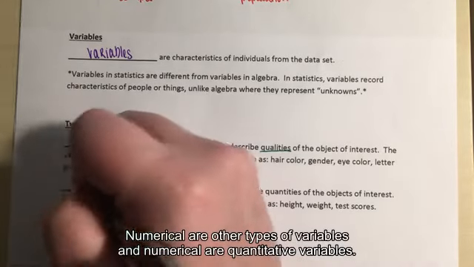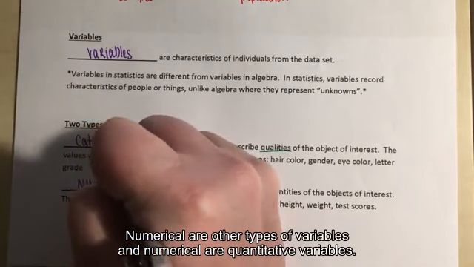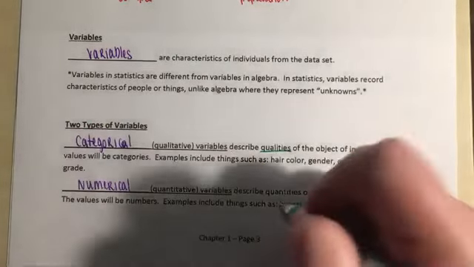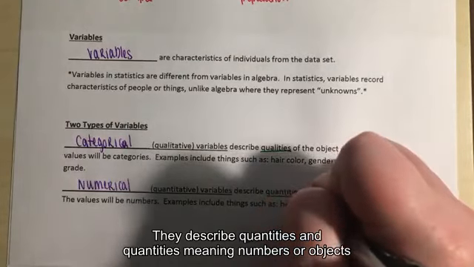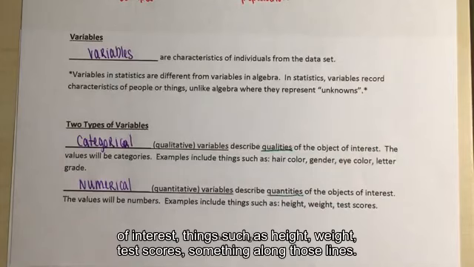Right? Numerical are other types of variables. And numerical are quantitative variables. They describe quantities, right? Quantities meaning numbers of our objects of interest, right? Things such as height, weight, test scores, something along those lines.